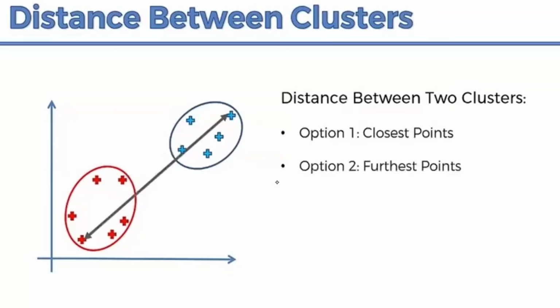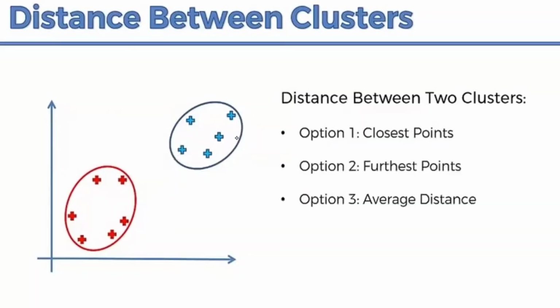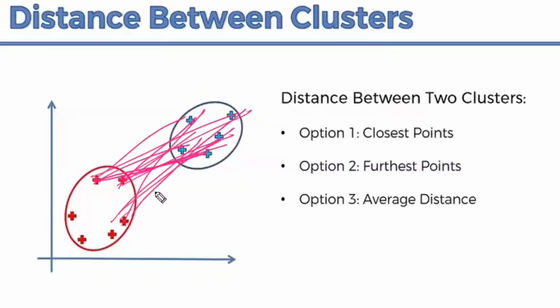The second option is the farthest data points. The third option is average distances. Average distance means from here to here, from here to here, and similarly for this one also. All distances to all distances, everything to everything. You calculate every distance to every distance, and overall you take the average. That is called average distance.